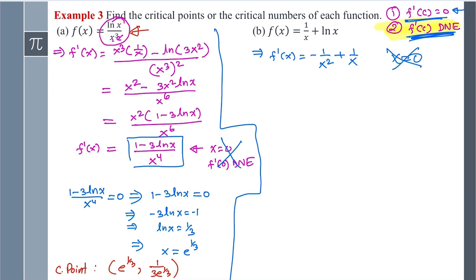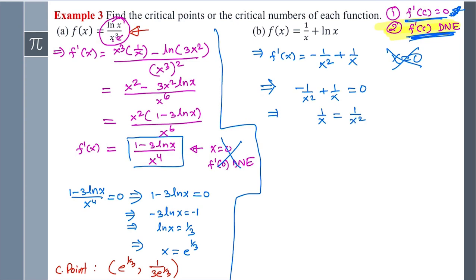Now the second thing that we need to do is find the x values where the derivative is 0. For that, we are going to take this derivative and set it equal to 0. So negative 1 over x squared plus 1 over x equals 0. We can just add 1 over x squared, so it goes on the other side.